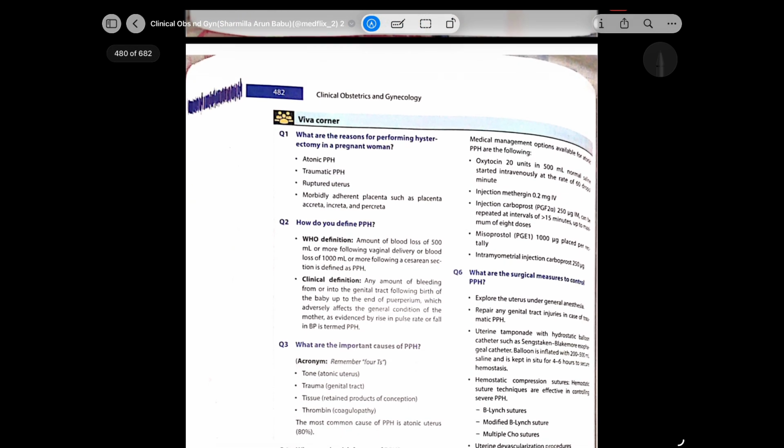Viva corner. So, what can your examiner ask you? What are the reasons for performing hysterectomy in a pregnant woman? If there's atonic PPH, traumatic PPH, ruptured uterus, morbidly adherent placenta such as placenta accreta, increta, percreta.